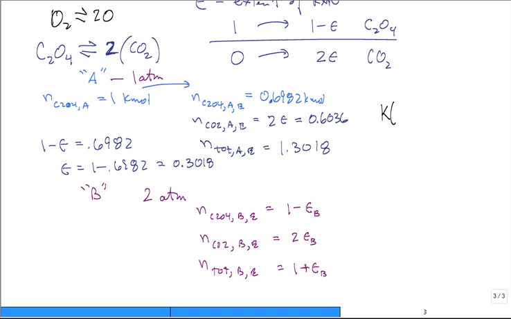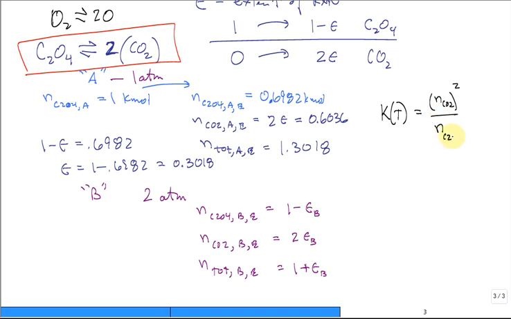Well, what's my general equation? K, function of temperature only, equal to, and then we look at our general equation right here, we get the number of moles of CO2 to what power? Square it. Divided by the number of moles of C2O4 in equilibrium times the actual pressure divided by 1 atm. I'm going to run out of room. The number of moles total to what power? 2 minus 1, or 1.